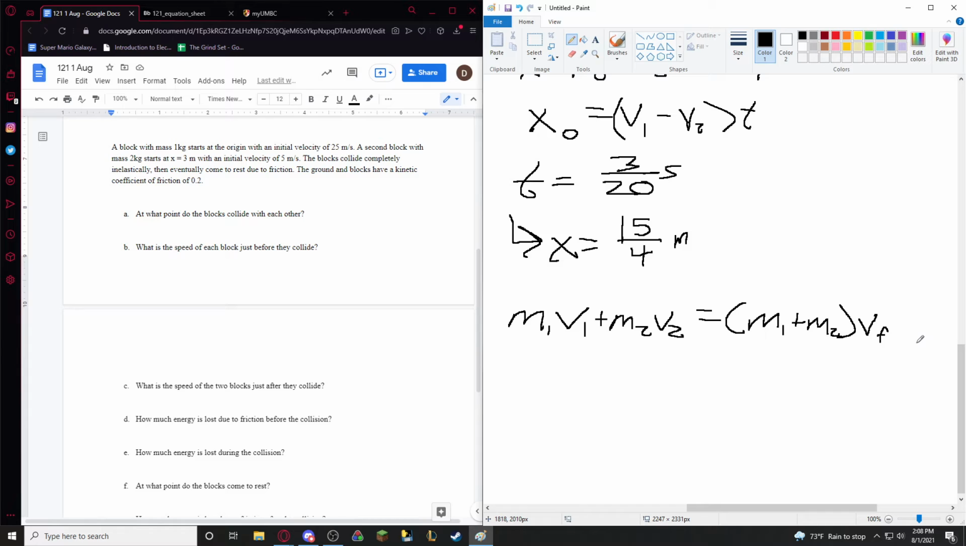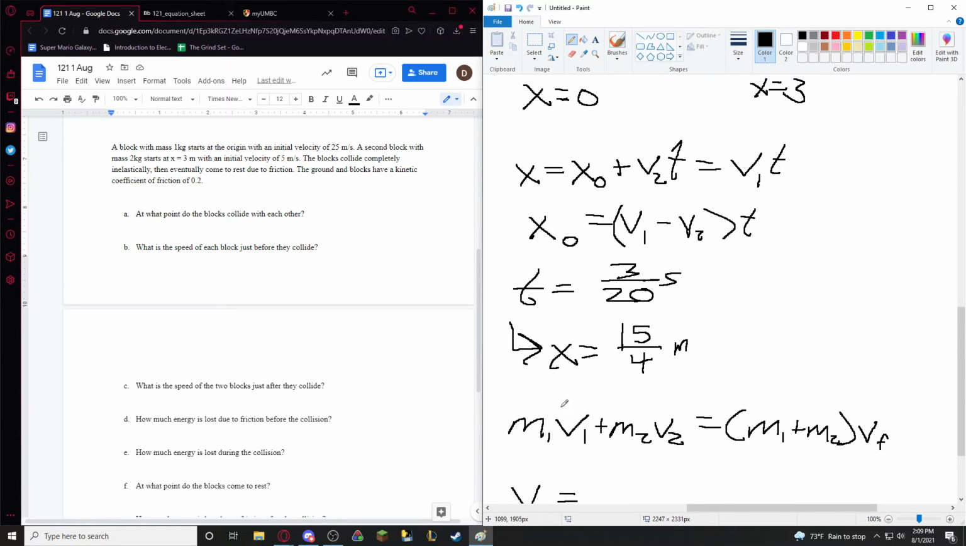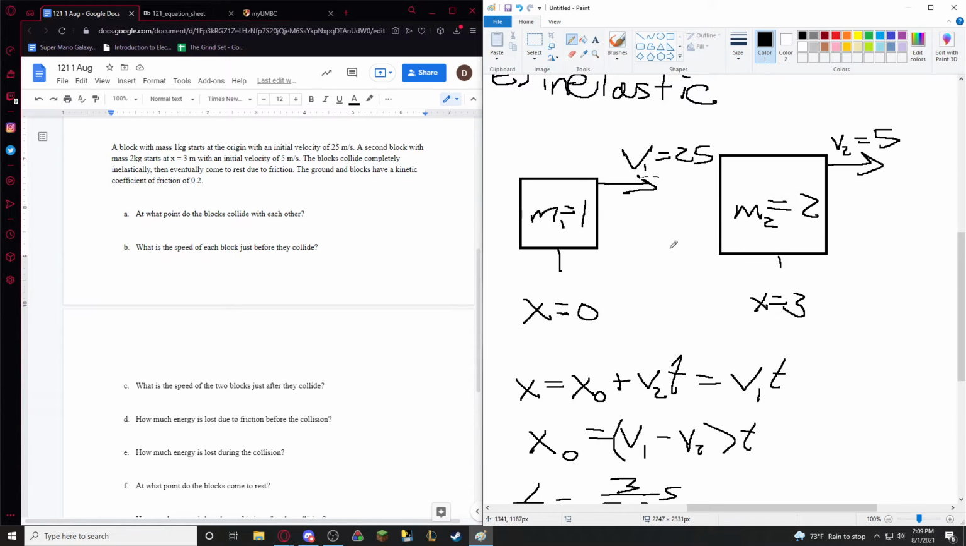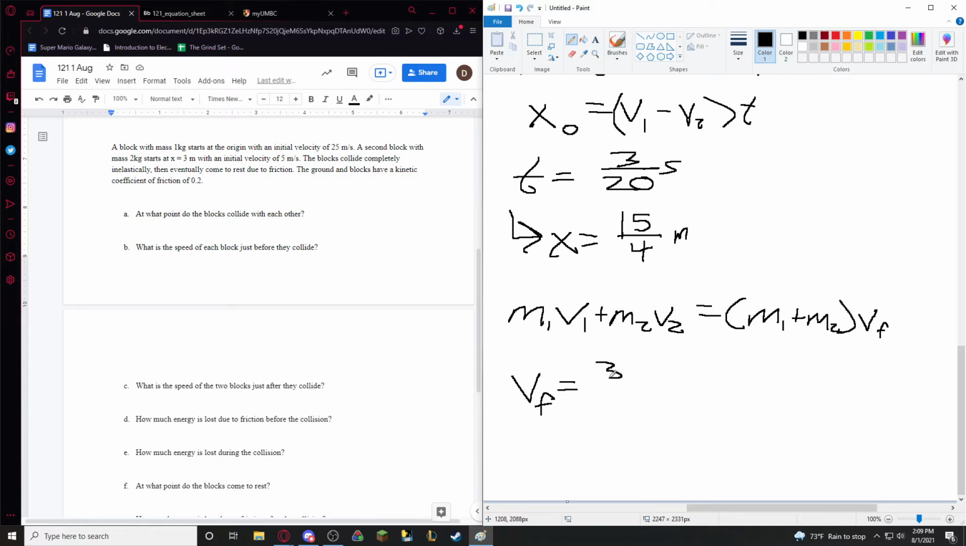So then we just solve for this final velocity, right? Yeah, exactly. So V final is going to be 25 times 1, so 25, plus M2, which is 2 times 5, which is 10, so 35, divided by the total mass, which is 3. So 35 over 3 meters per second, or 11.667 or whatever it rounds to.